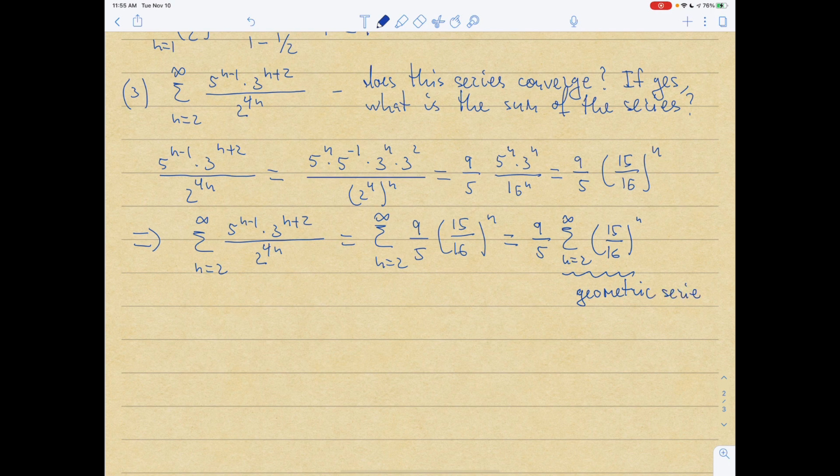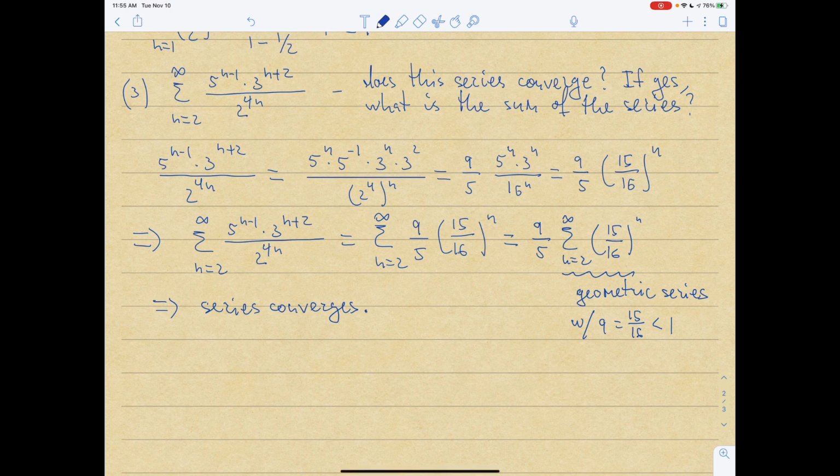With q equal to 15/16. In this case, I don't need to take an absolute value because q is already positive, so it's less than 1. So therefore, the series converges, because I'm actually dealing with a geometric series with appropriately small q.